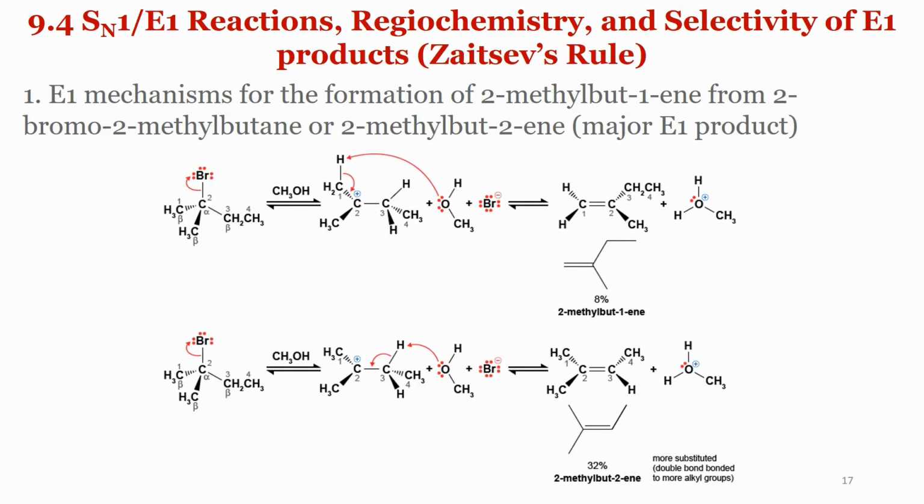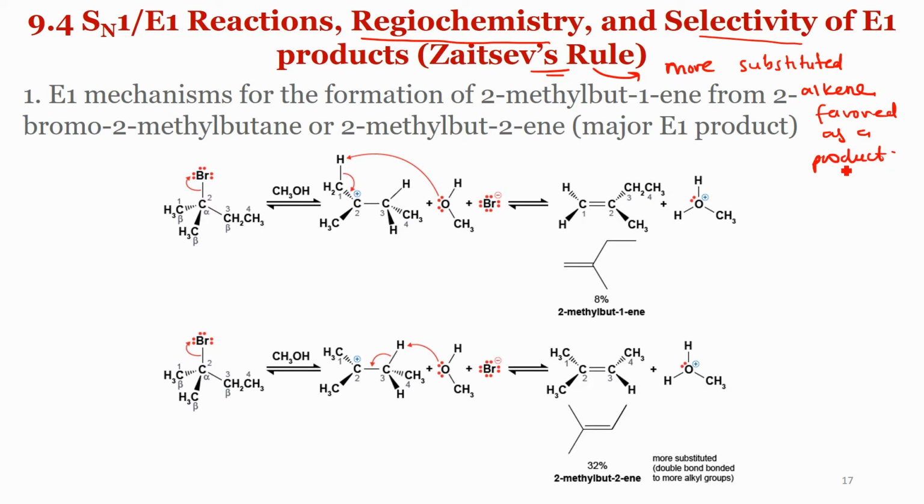All right, so let's see. The title is 9.4 SN1 E1 reaction. We are going to talk about regiochemistry, the selectivity of E1, producing the more substituted alkene. E1 will always want to produce the more substituted alkene. That's the same rule that we discussed during the lecture last class. The more substituted alkene is favored as a product. Zaitsev rule.